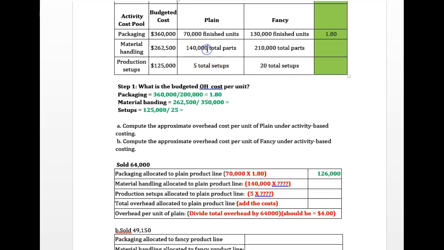You've got 140,000 units times whatever this driver was right here, and then you have 5 setups times whatever this driver is. Then you'll add all of these costs together, and you will divide it by 64,000, which is how many they sold. And that will give you the overhead to charge per unit. And that comes to $4, and that's what you're shooting for.